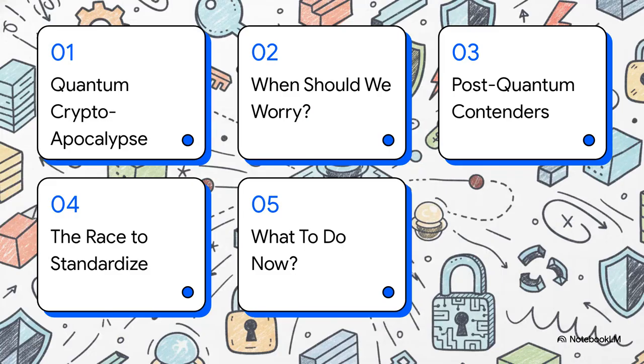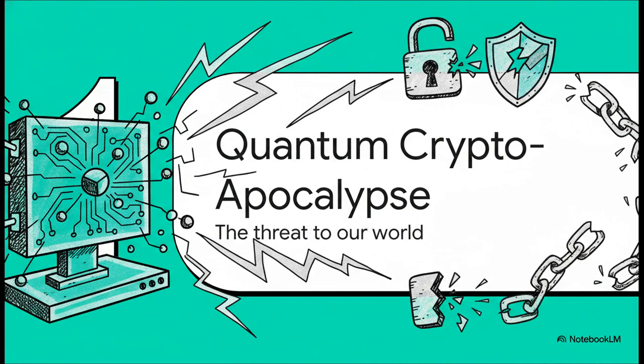All right, here's the game plan for this explainer. First, we're going to define the threat itself. It's got a pretty dramatic name, the quantum crypto-apocalypse. Then we'll figure out the timeline, like how soon is this a problem? After that, we'll look at the new algorithms fighting back, check out the official race to pick the winners, and finally, talk about what we can actually do about it today. Okay, let's get right into it.